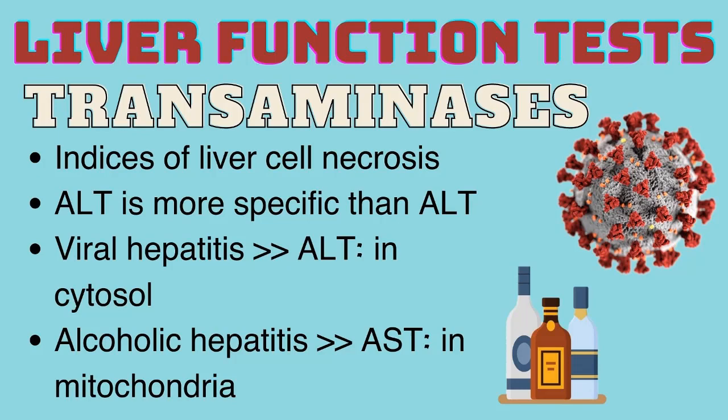Liver cell necrosis, a la hepatitis. We have AST, which used to be called SGOT, and ALT, which used to be called SGPT. Which is more specific? ALT. It's only found in the liver. AST, SGOT, is present in muscle, in red blood cells, and in liver.